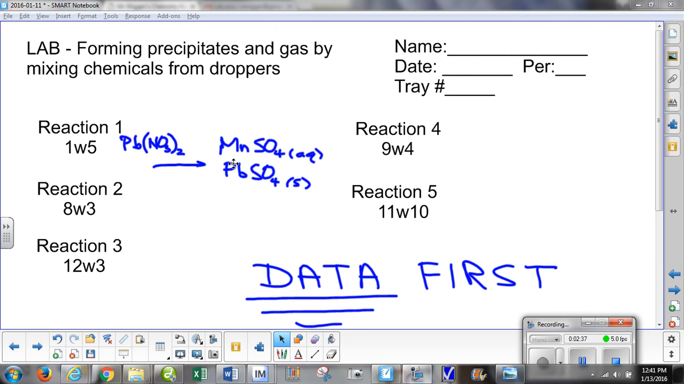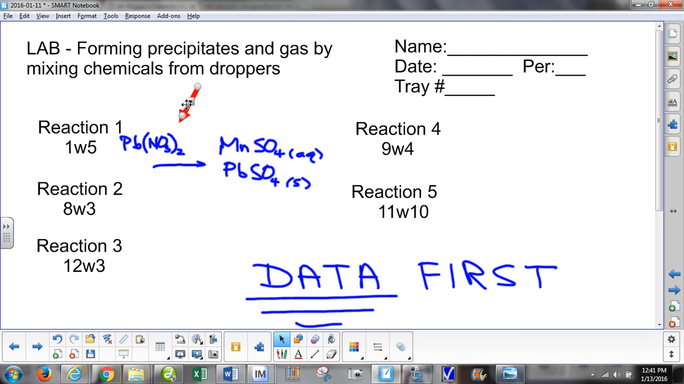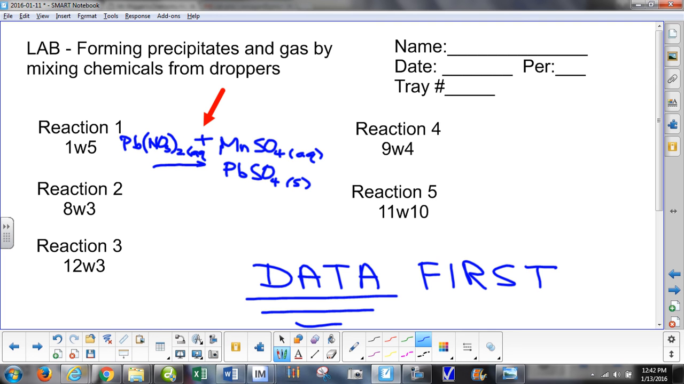Okay, the other point of confusion that seems to have come up is in the very first reaction that you were supposed to do, where we mixed 1 with 5. I think 1 was lead nitrate, wasn't it? Pb(NO3)2. And then 5 was the manganese sulfate. You'll notice that, oh, I didn't put it in, but this guy is aqueous. All of your reactants are aqueous. AQ. AQ plus manganese sulfate is going to give you lead sulfate. Lead sulfate is your precipitate. But there's other stuff there.